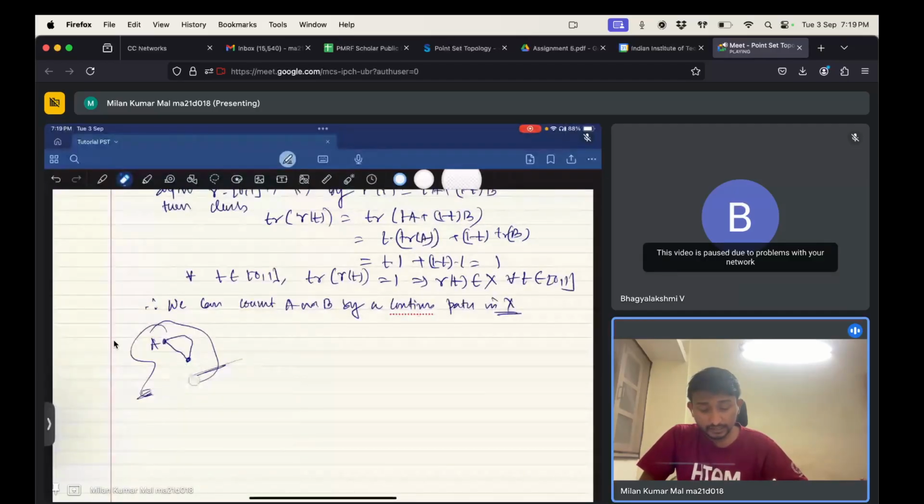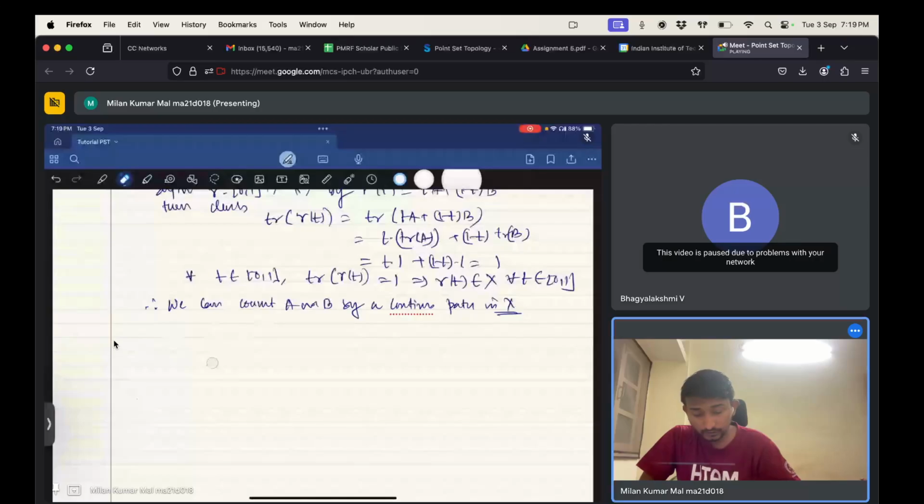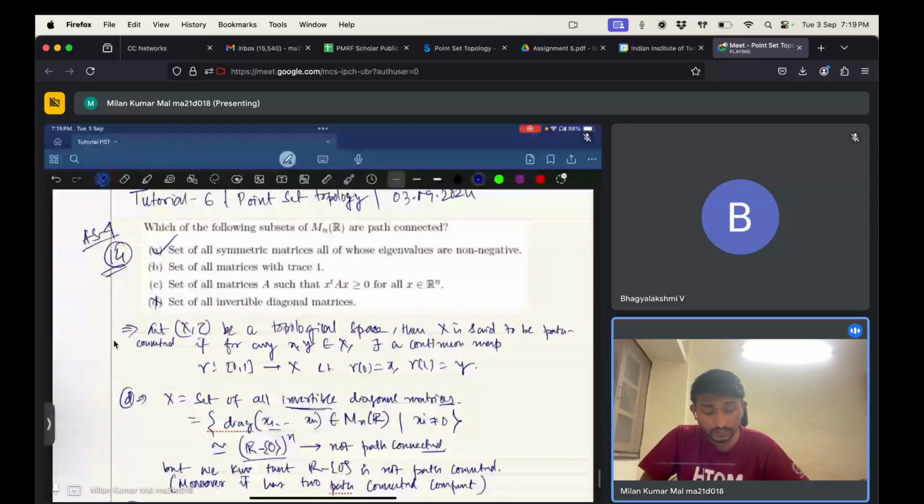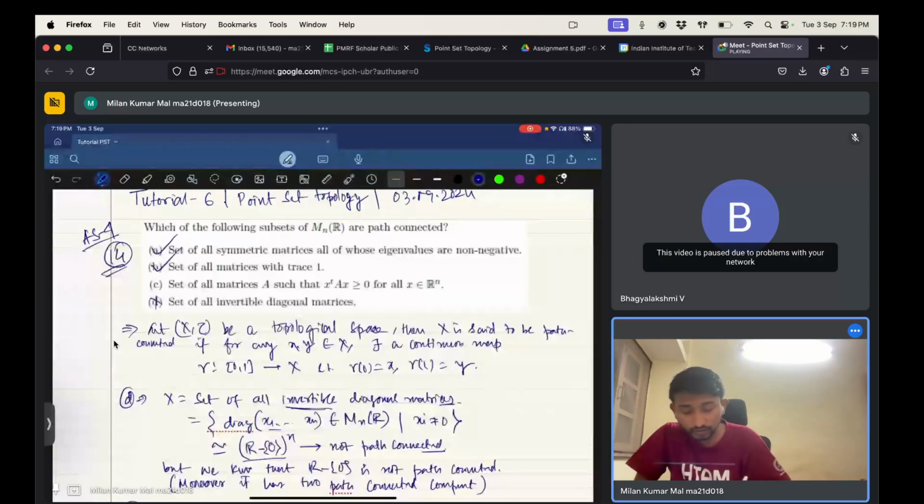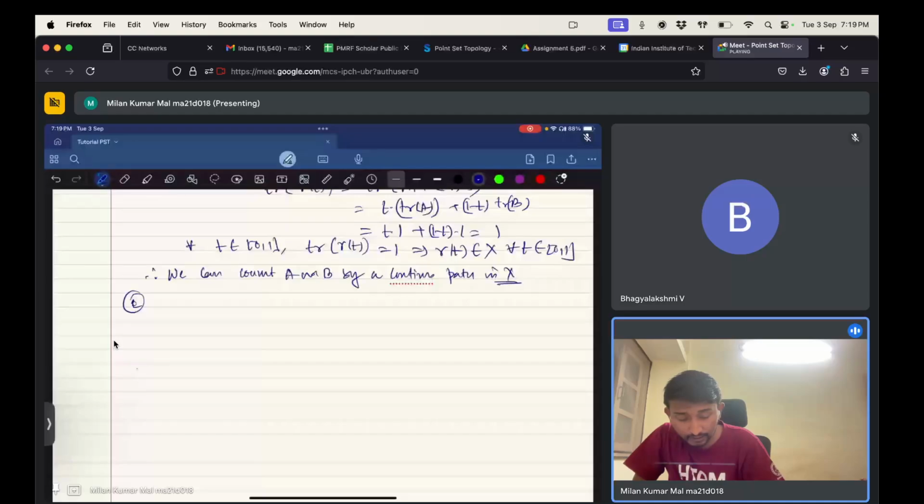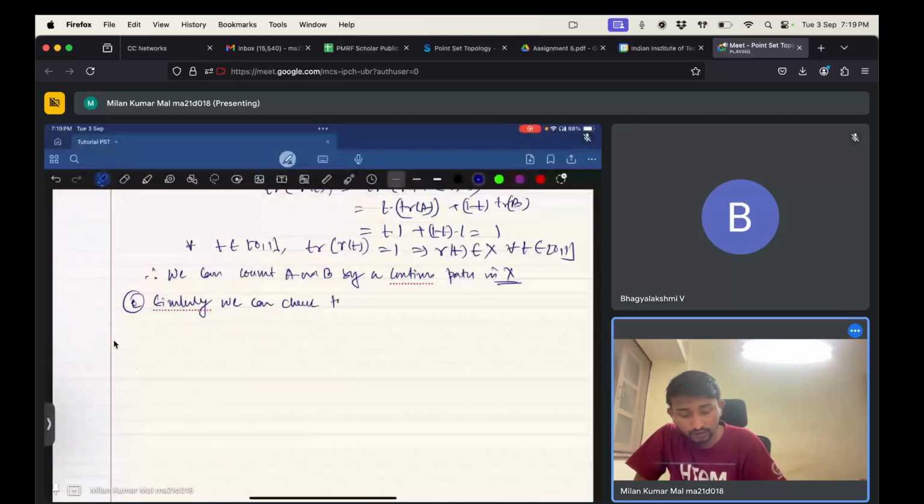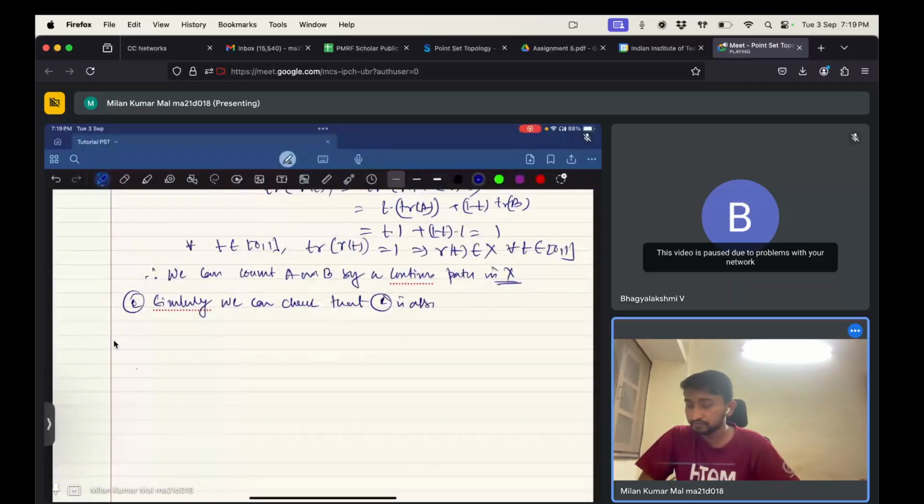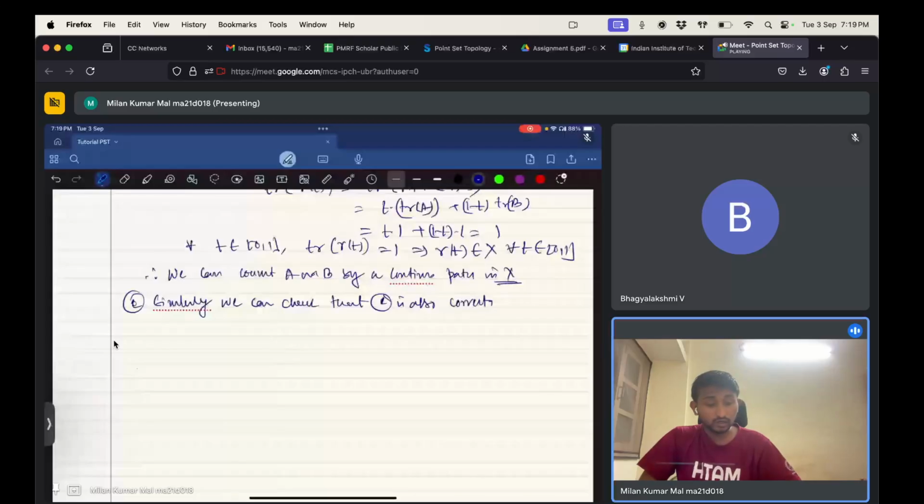So option B is correct. C, set of all matrices such that X transpose AX. Similarly, you can check. We can check that C is also correct by giving the same type of map. Okay. Now, question number.